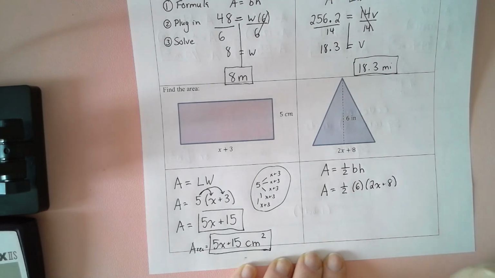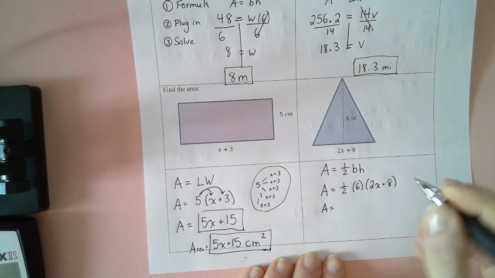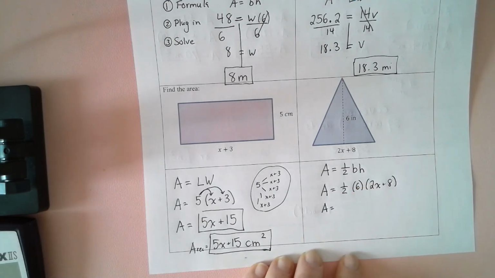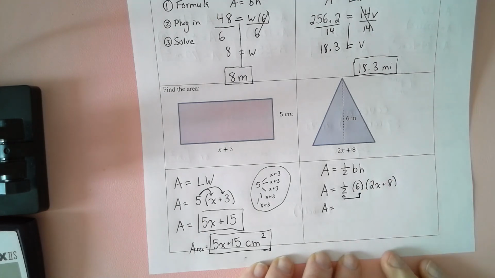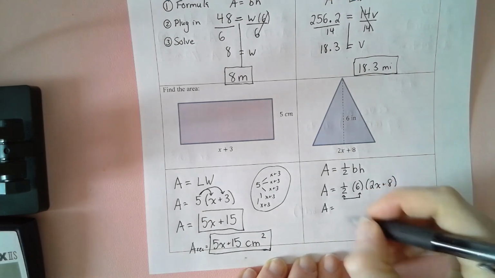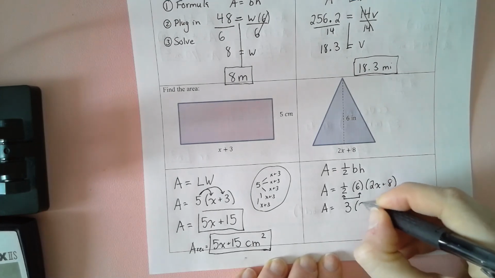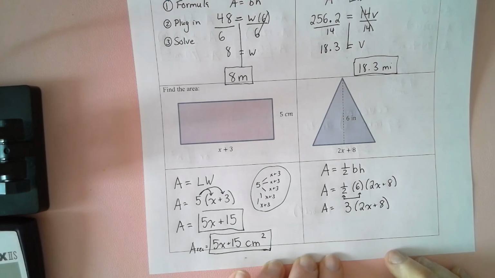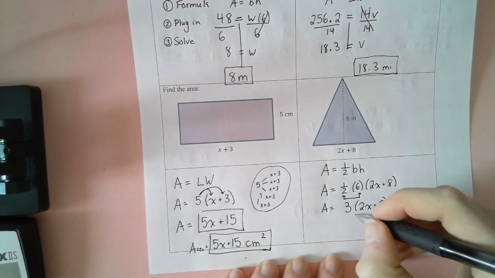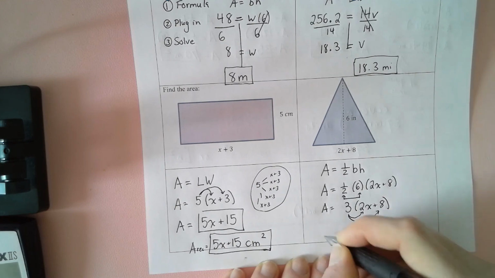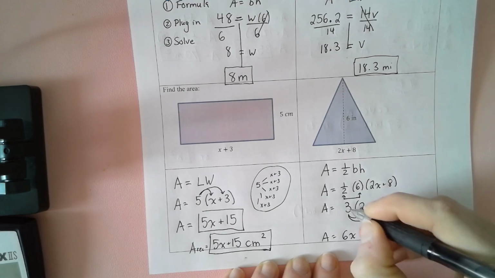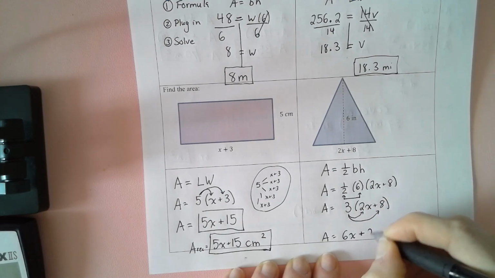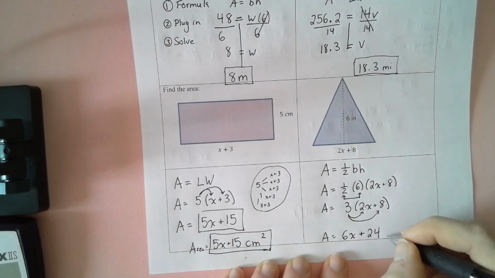And I wrote 2x plus 8 as my base. So here's what I know I can do. I know it's a lot easier to multiply those two together than multiply anything with this expression right here. So I'm just going to do 1/2 times 6, and I get 3. Then I'm left with still multiplying it by this expression, which I can do by distributing. So 3 times 2 is 6 with an x next to it. And 3 times positive 8 is a positive 24. Final answer is going to have inches, and they're going to be squared because we're talking about area.